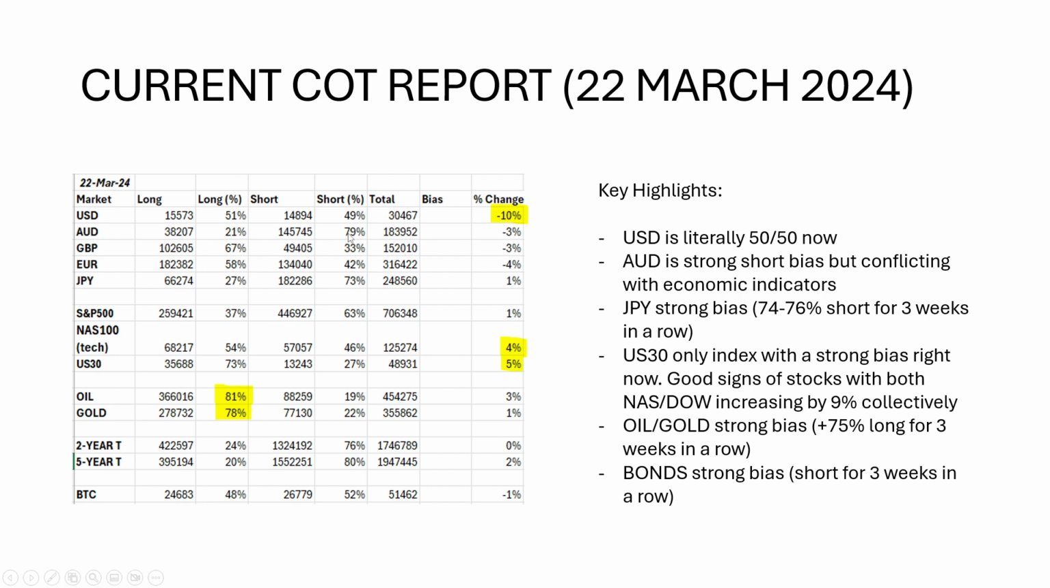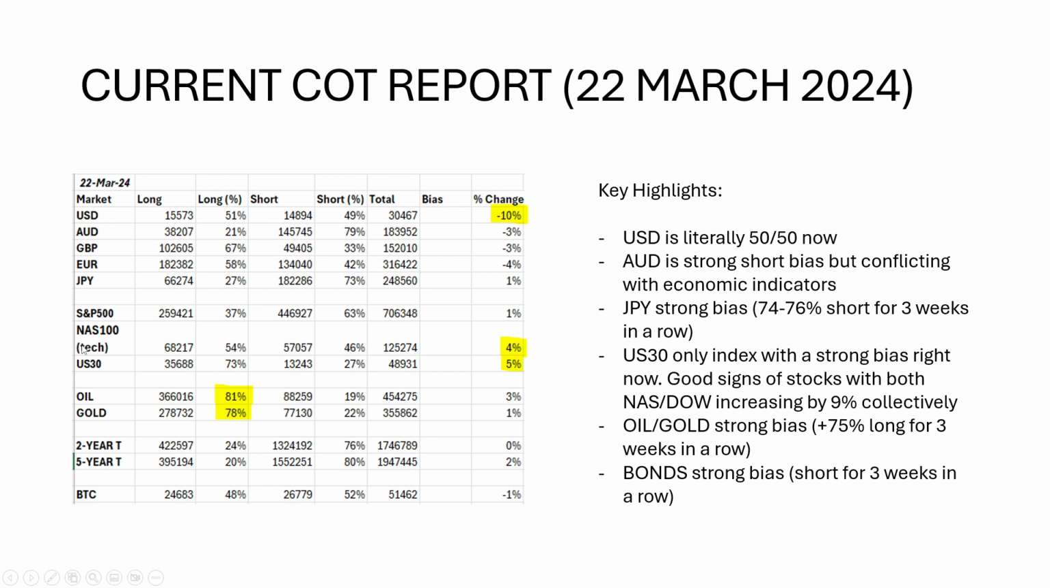Aussie does still have a strong short bias. You can see it's actually increased in terms of the COT, but economic indicators are quite strong for Aussie. I might change this. I might take this out, just because the COT data is more strong on the short bias. So we'll change this. Yen still has a strong short bias, so it's been that for 3 weeks.